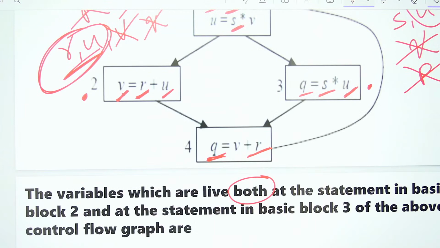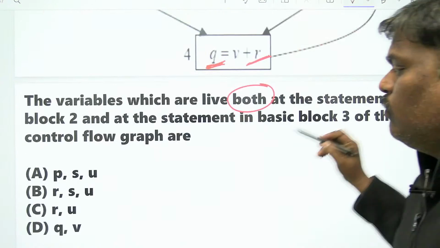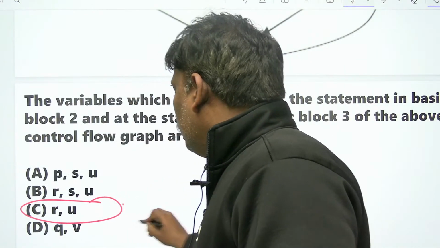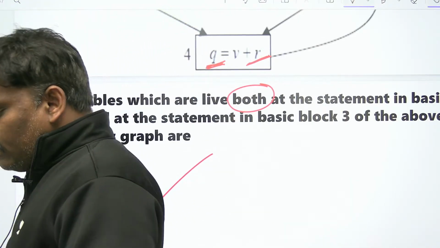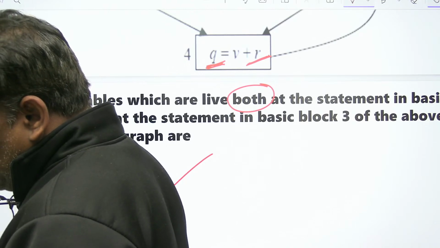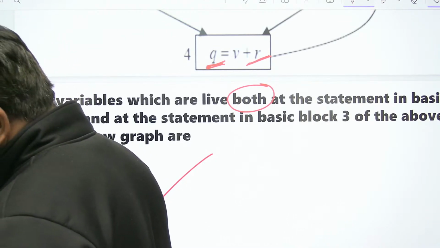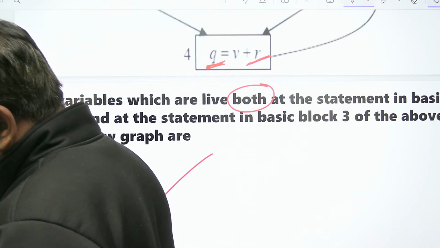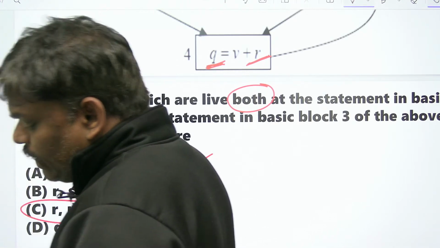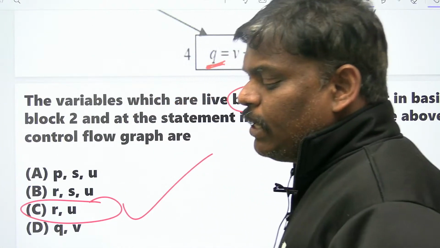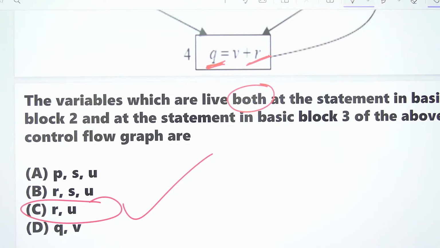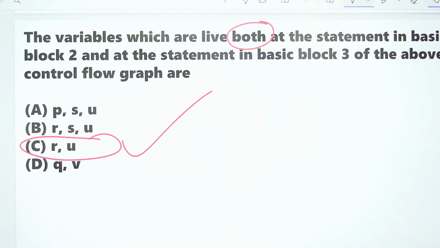At 2 and 3, who are live? At 2 also, at 3 also, who are live? I think R and U. C is the answer. In one problem I cannot explain everything, it is not possible. So if you see the class, you will get clear clarity. In the classroom, if you observe, you will get clear clarity. So the answer is going to be R and U.